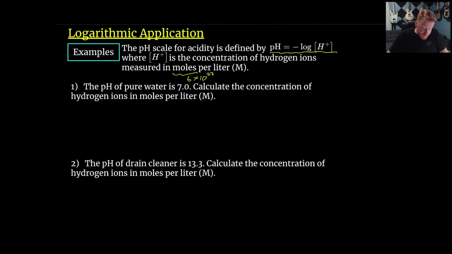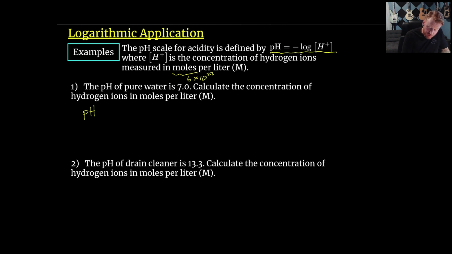So for this first one, we're asked to find the concentration of hydrogen ions for pure water, which has a pH scale of 7, which I believe is right in the middle. So water is not acidic nor basic, so it should be right in the middle. Correct me if I'm wrong. But what we want to do here is find the moles.